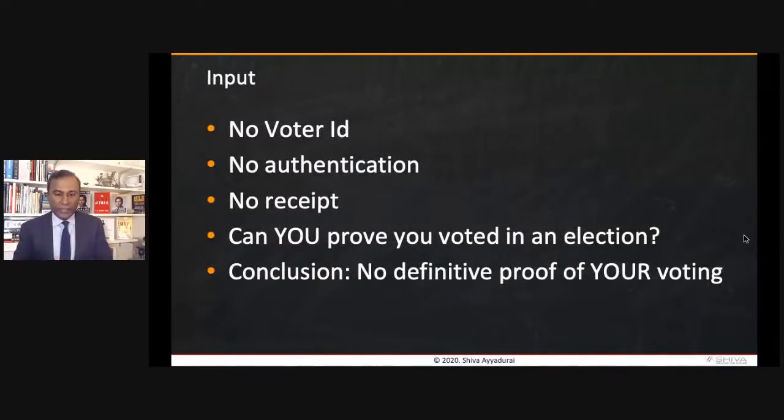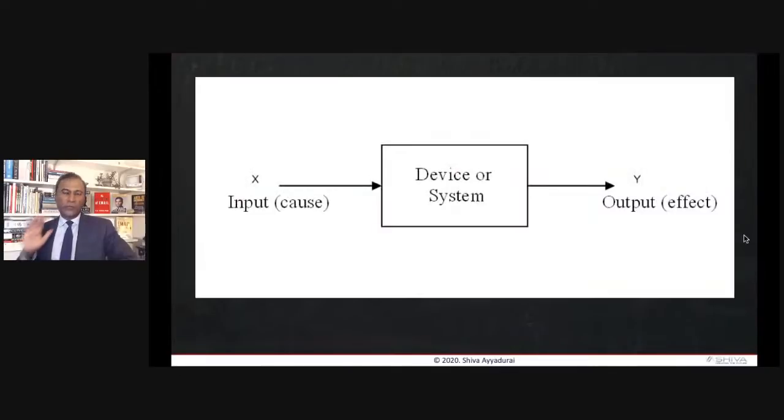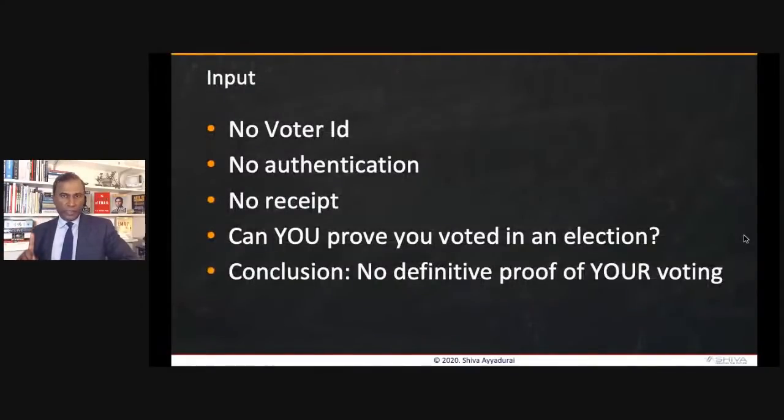There is no voter ID. There is no authentication. There is no receipt. You can't even prove that you voted in an election. In many other so-called third world countries, when you go in to vote, they take your thumbprint, they give you a receipt. In the United States, it's flawed from the beginning. There is no voter ID. There is no authentication. There is no receipt.